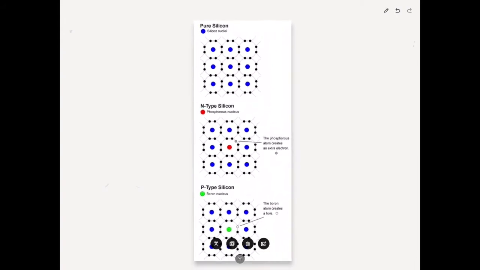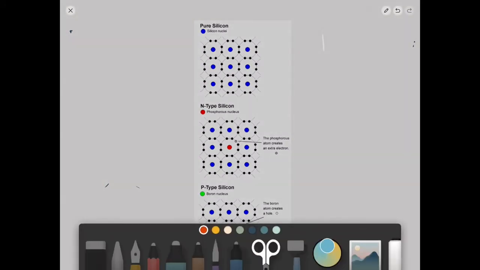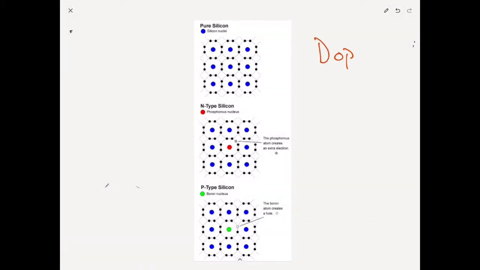So we've got, just to wrap this up, this is a review of what we call doping. Doping is what you get when you put occasionally a phosphorus atom to create an extra electron, which is what we call N-type, negative silicon, or a boron atom to create an extra hole, which is what we call positive or P-type silicon. And this is compared to what we call pure silicon. Okay, so doping is the first sort of thing to understand when you're talking about semiconductors.